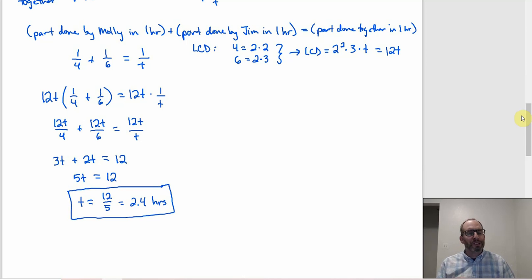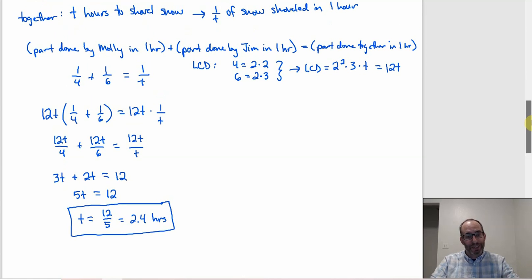I actually checked, because I thought, are they going to want it as a decimal, or as 2 hours and 24 minutes? That would be another way you could say it, but it looks like just the decimal is fine. So 2.4 hours is what you want here. That's how long it would take them if they're working together, so way faster than either one working individually. But that's because you've got two humans working at the same time, so that should be faster.